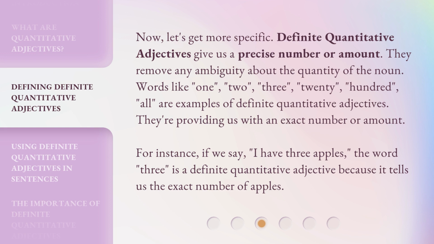Now, let's get more specific. Definite quantitative adjectives give us a precise number or amount. They remove any ambiguity about the quantity of the noun. Words like 1, 2, 3, 20, 100, all, are examples of definite quantitative adjectives. They're providing us with an exact number or amount. For instance, if we say, I have 3 apples, the word 3 is a definite quantitative adjective because it tells us the exact number of apples.